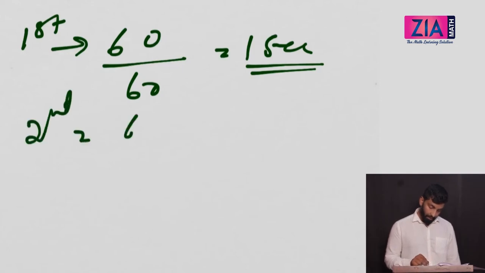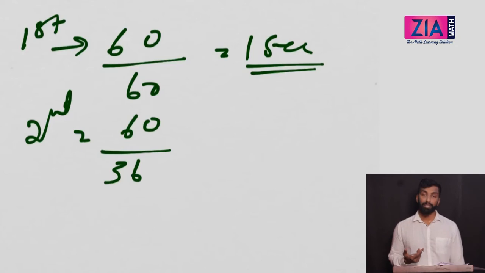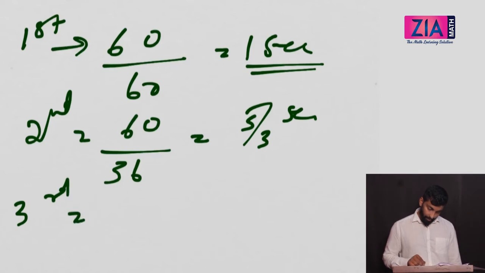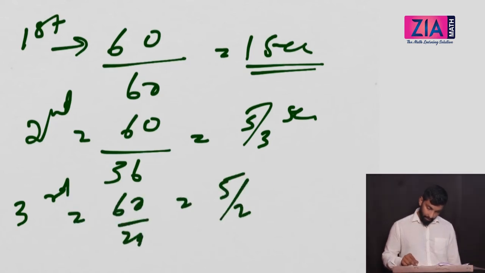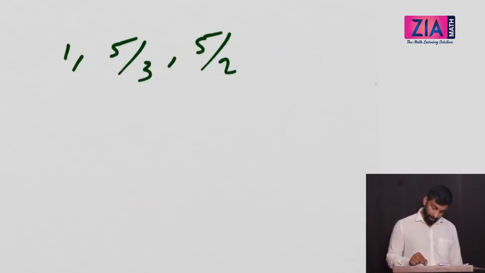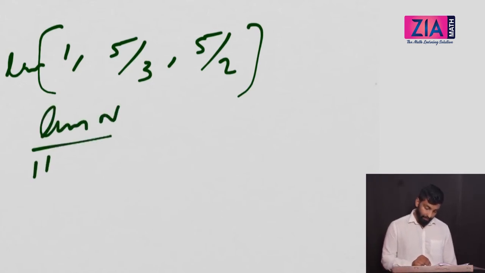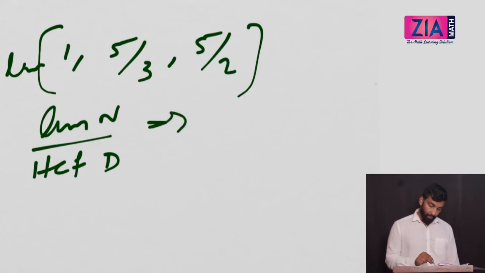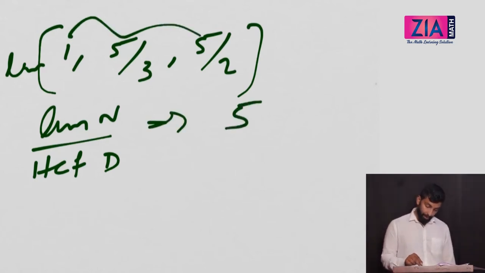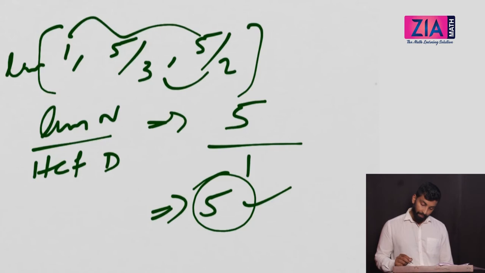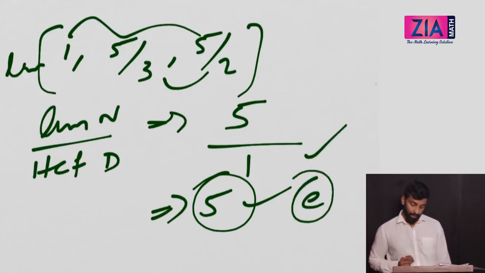What about the second? You will write 60 by 36 because it makes 36 revolutions per minute, right? And you get 5 by 3 seconds. Third, 60 by 24, you get 5 by 2 seconds, right? Now you need to find the LCM of 1, 5 by 3 and 5 by 2. We have already discussed the LCM of fractions. The LCM of fractions is the LCM of the numerators by the HCF of the denominators. The LCM of the numerators 1, 5 and 5 is 5. The HCF of the denominators is 1. So your answer for this question is 5. Option E will satisfy that, so you'll pick E.